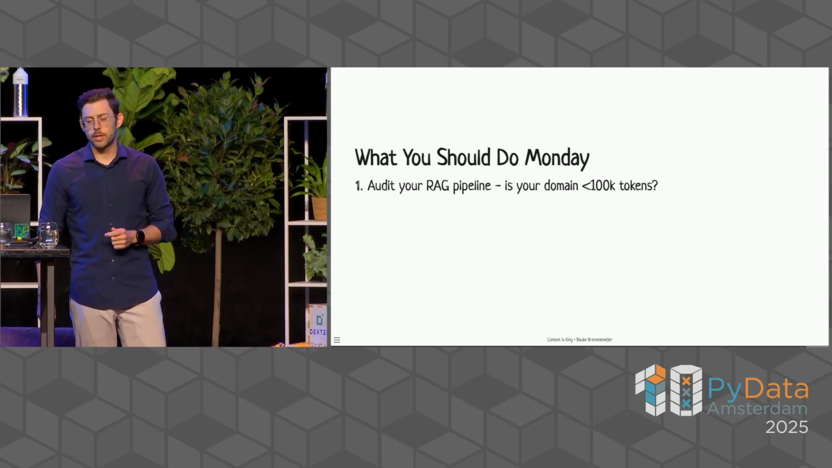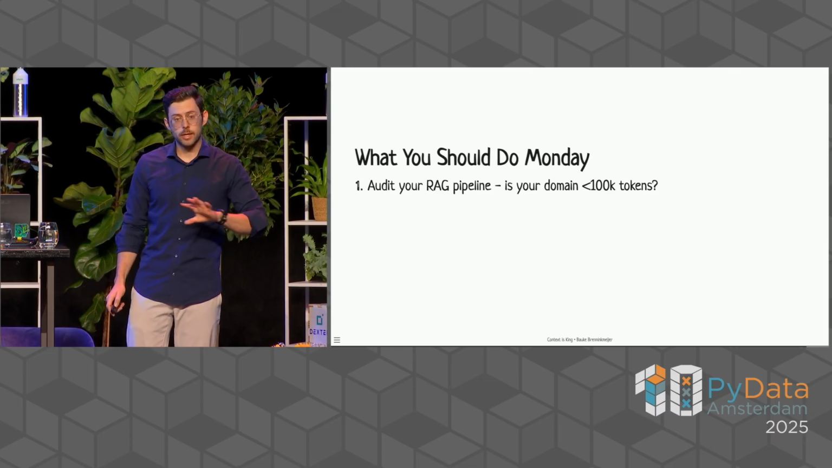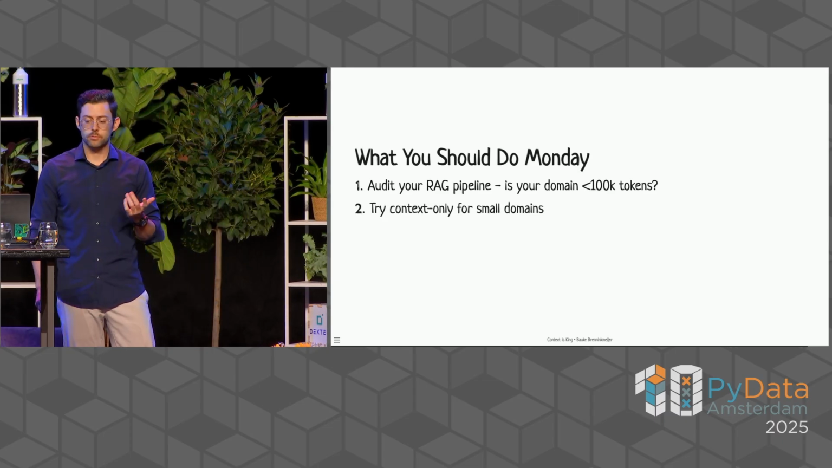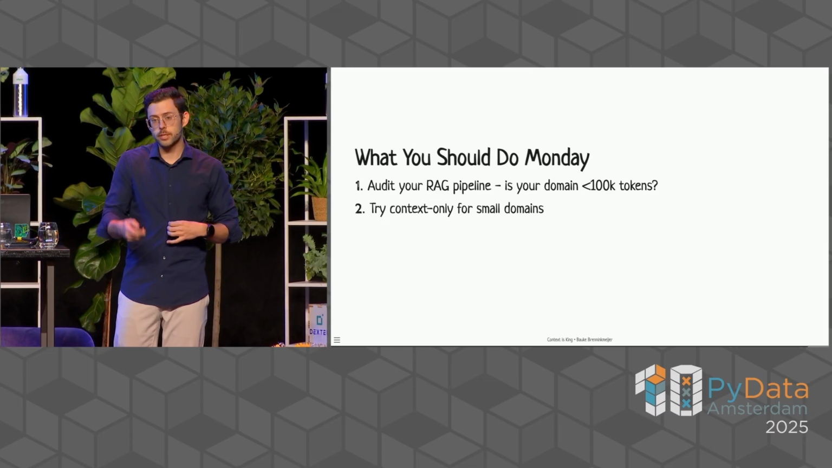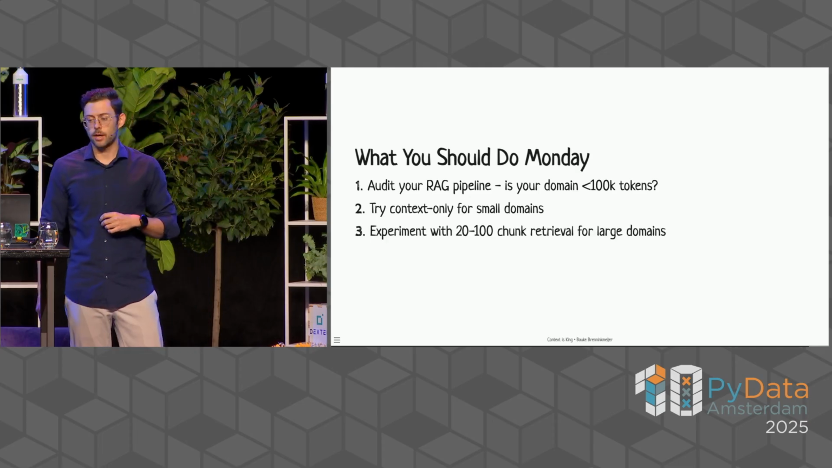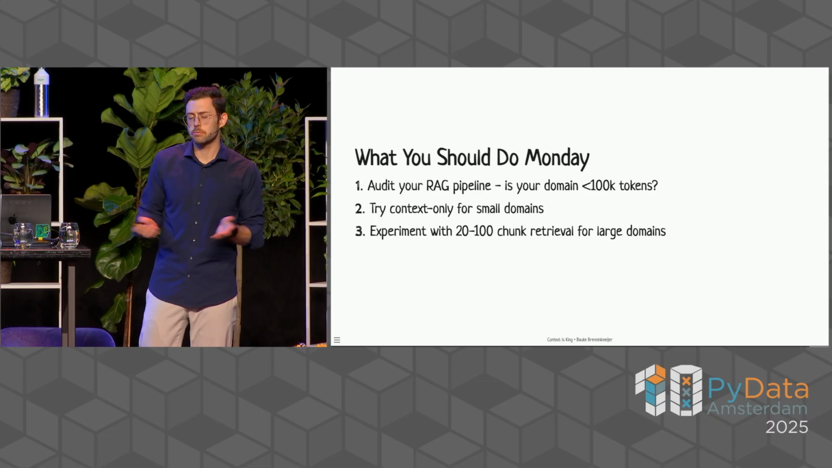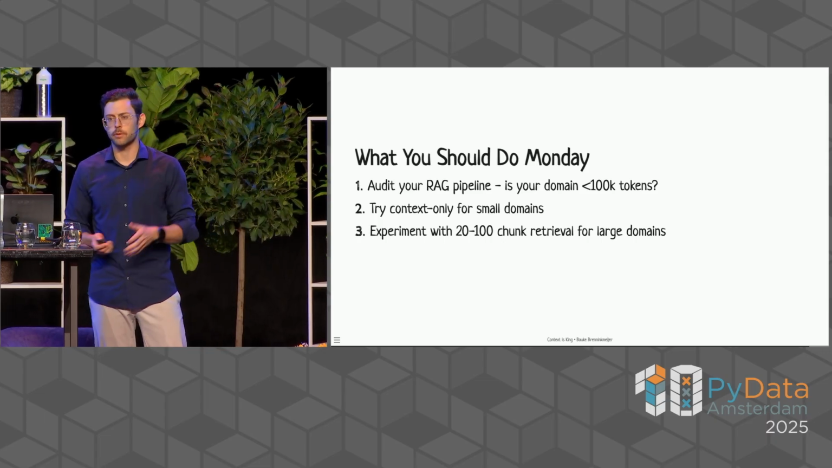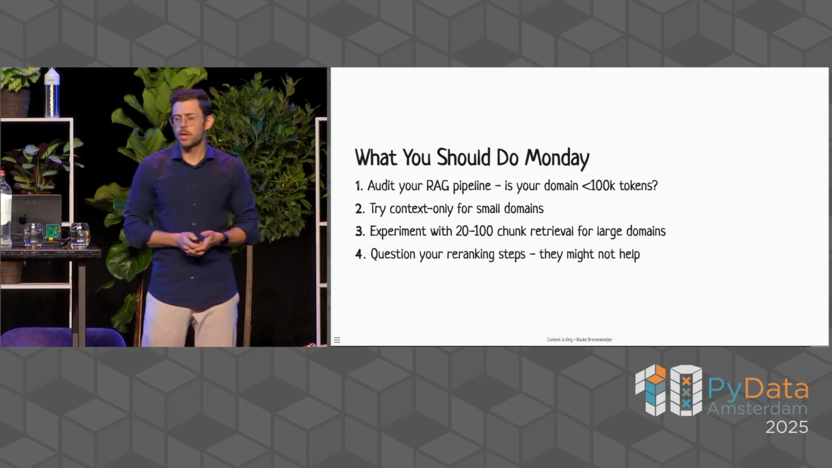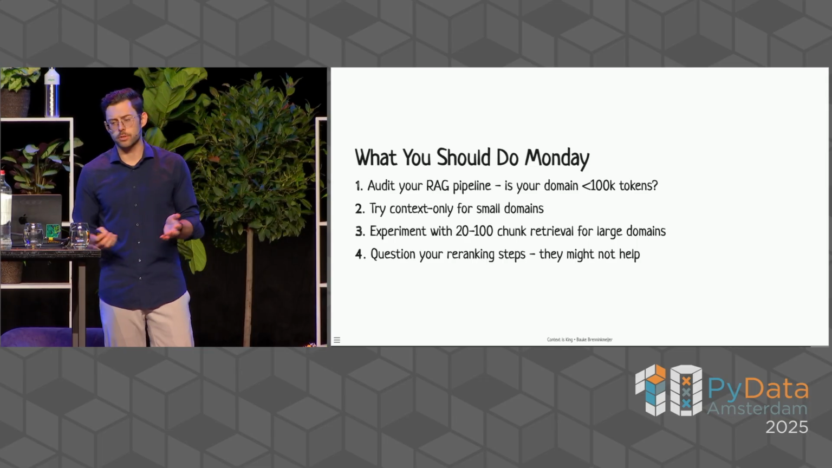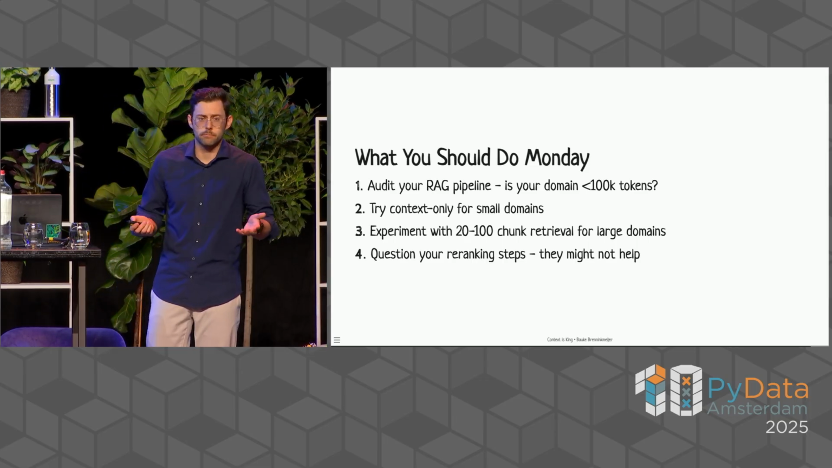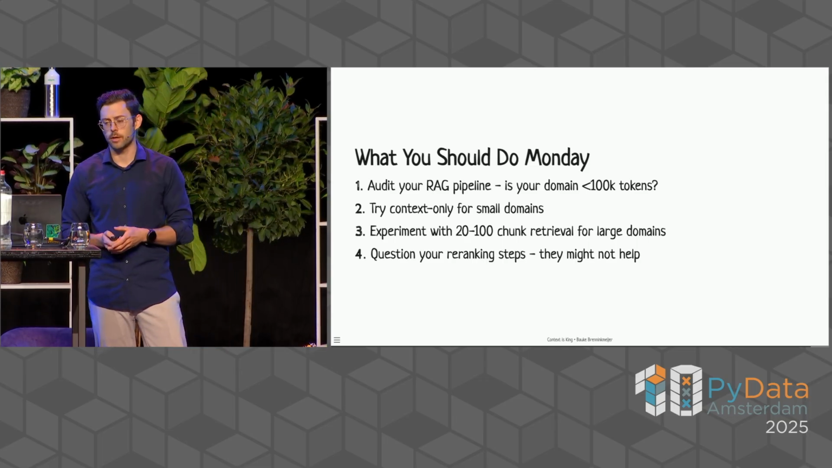So what you should do on Monday: audit your RAG pipeline. Is your domain less than 100,000? Try the context only for small domains that you might find coming in. Experiment with a larger number of chunks. It could be 20 to 100. Make it 500. Tailor it to your use case. And question your re-ranking steps, because they might not help, and might be adding a lot that isn't helpful.